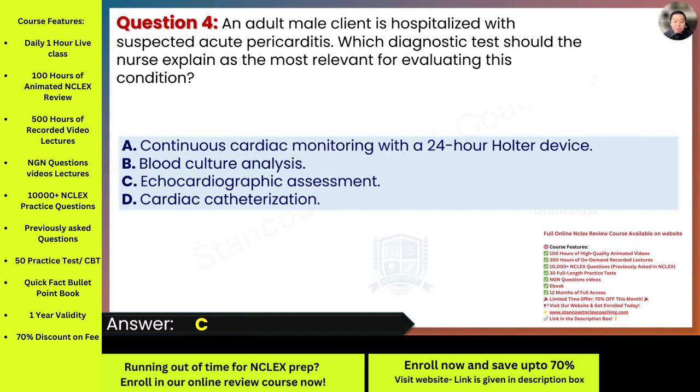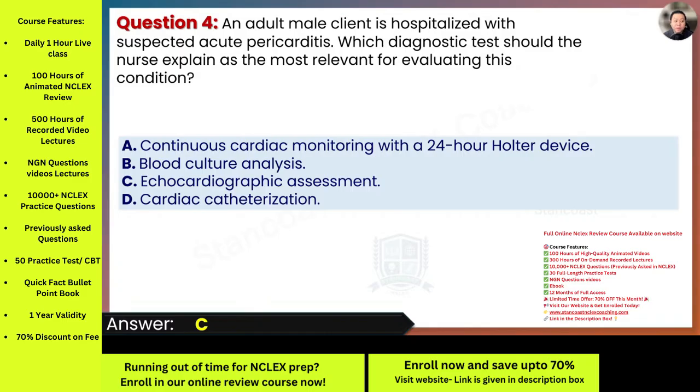Now, why is letter C the correct option? Well, echocardiography is the gold standard for evaluating pericardial conditions because it directly visualizes the pericardium and any excess fluid. Even if pericarditis doesn't always cause fluid buildup, an echocardiogram can help in ruling out dangerous complications like tamponade. This is also non-invasive, widely available, reliable, and it's going to be the go-to test for this type of evaluation.